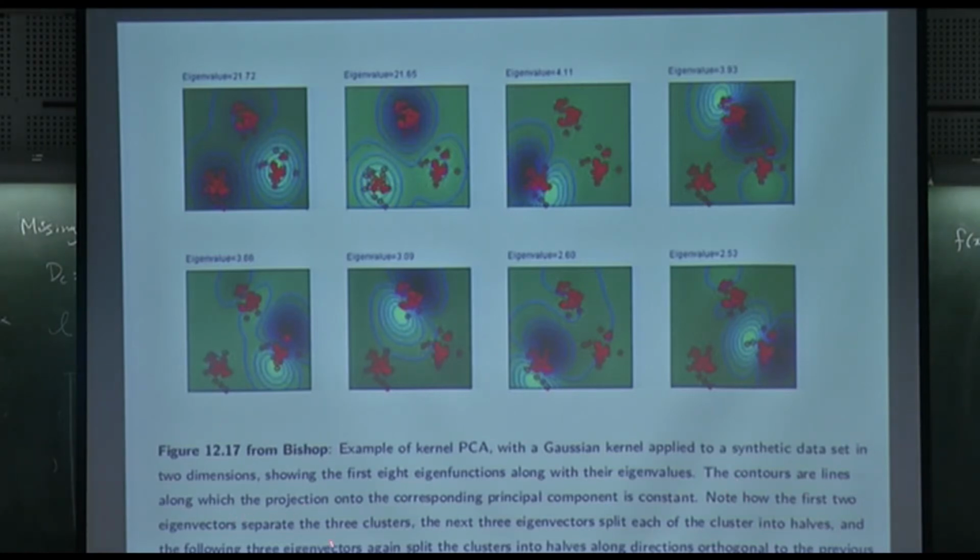Note how the first two eigenvectors separate the three clusters. So for the first two eigenvectors, all of these points are sitting in one value for the eigenvector. All of these points are sitting in another value. These are somewhere else. Here these are clustered together, whereas these fall into the same bin. These guys are separate here. These two fall into the same bin. That guy is separate. The next three eigenvectors split the clusters into halves. So they are dividing them by half. And the following three eigenvectors, again, split the clusters into half along directions orthogonal to the previous splits. So if you compare this one with that one, that one is splitting in this direction, this one is splitting in that direction. Compare this one with that one, you've got a split in this direction and you've got a split in that direction.